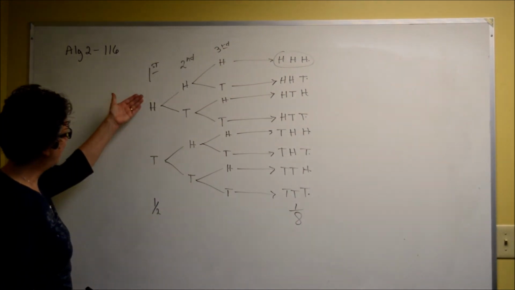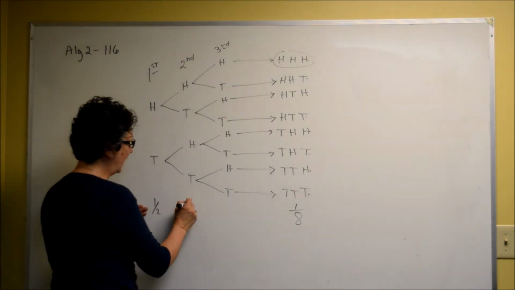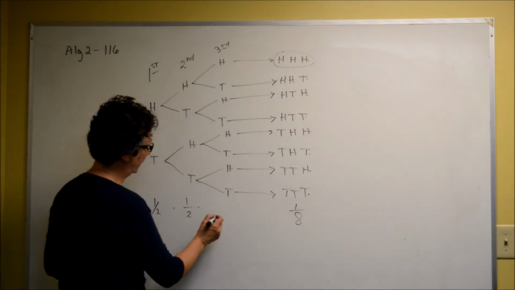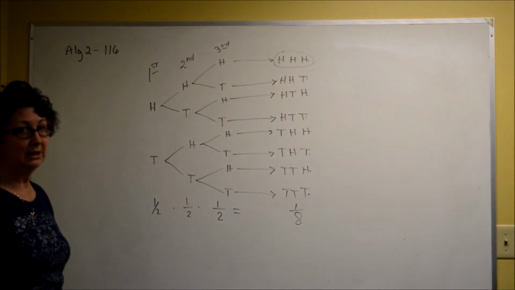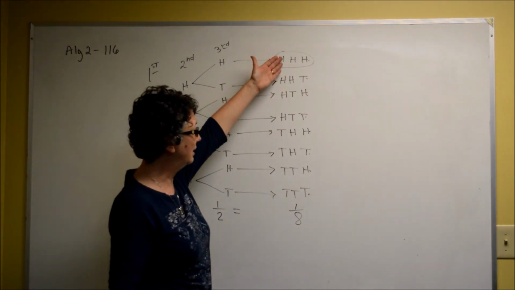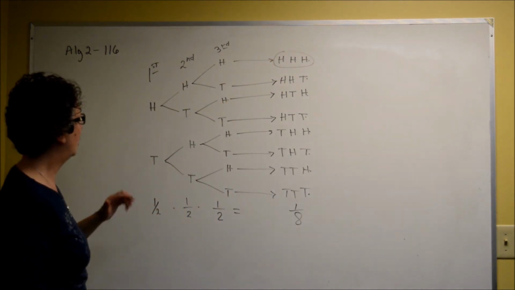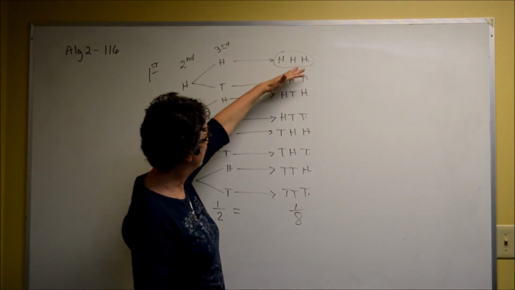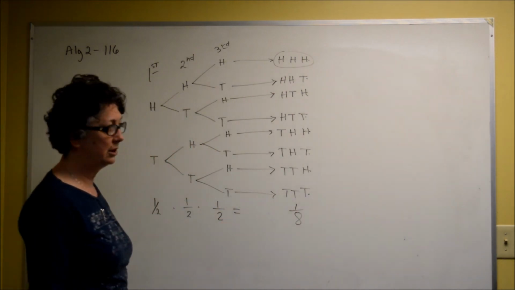Well, if we look in that first flip, the probability of heads was 1/2. In the second flip, the probability of heads was 1/2. And in the third flip, the probability of heads was 1/2. If I multiply those 3 probabilities together, that gives me 1/8, which is the probability that it all lands on heads. So if we flipped it a 4th time and we wanted all heads, then it would be 1/2 times 1/8, which is 1/16.